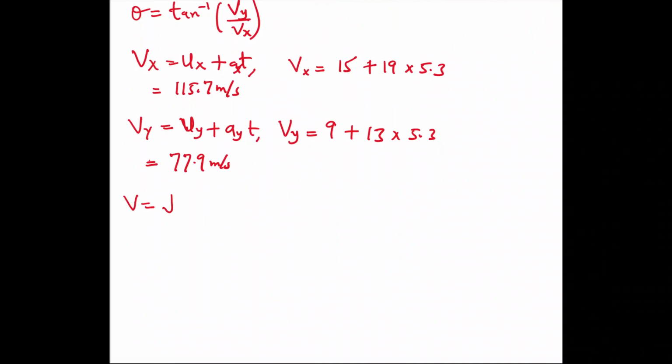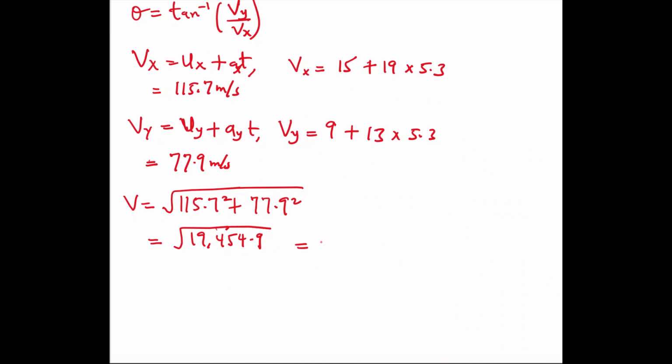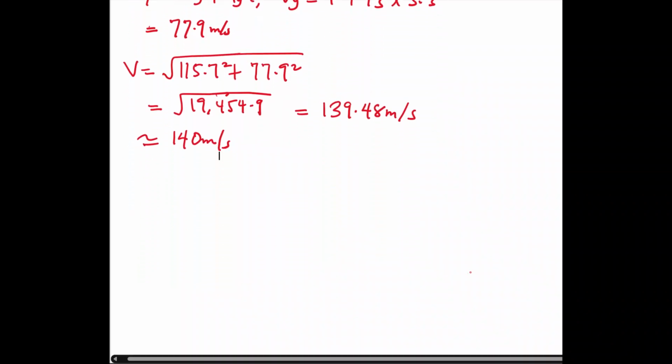So now v will be equal to the square root of vx squared plus vy squared, whatever order. So that will be 115.7 squared plus 77.9 squared. When we do that together, we should get the square root of 19,454.9. Find the square root of that, and that will be 139.48 meters per second. Okay, so that's approximately 140 meters per second.